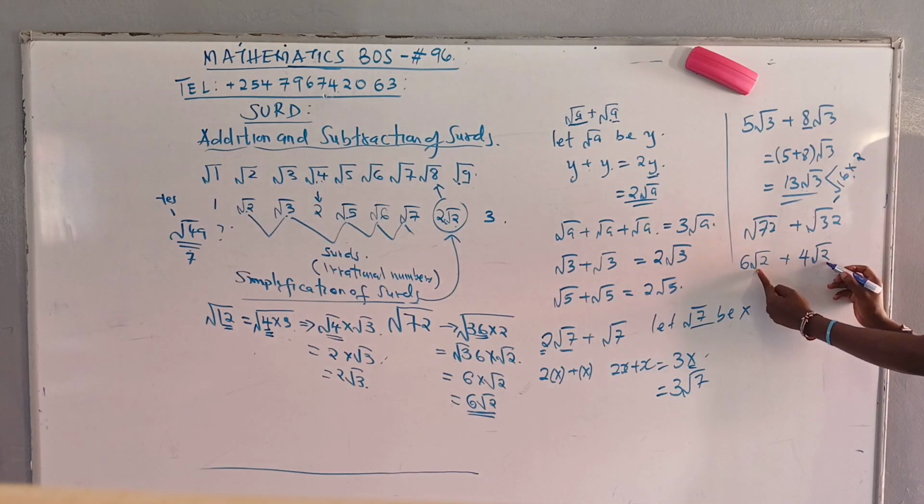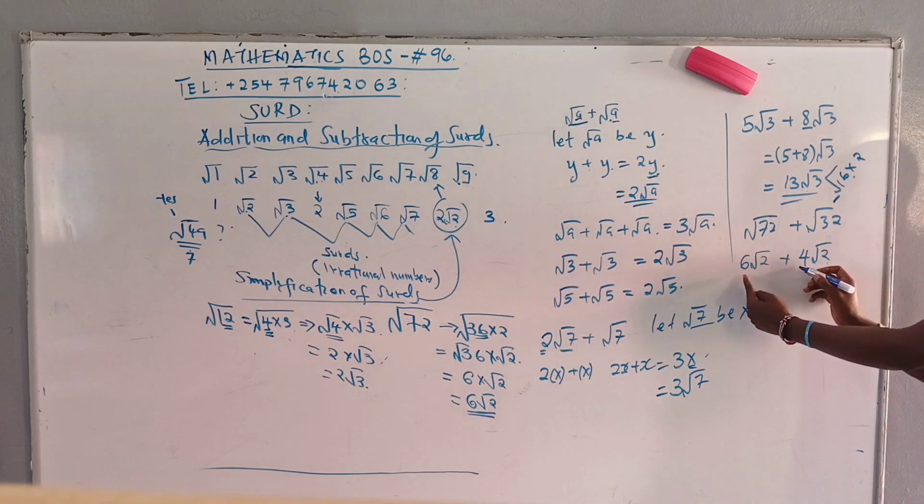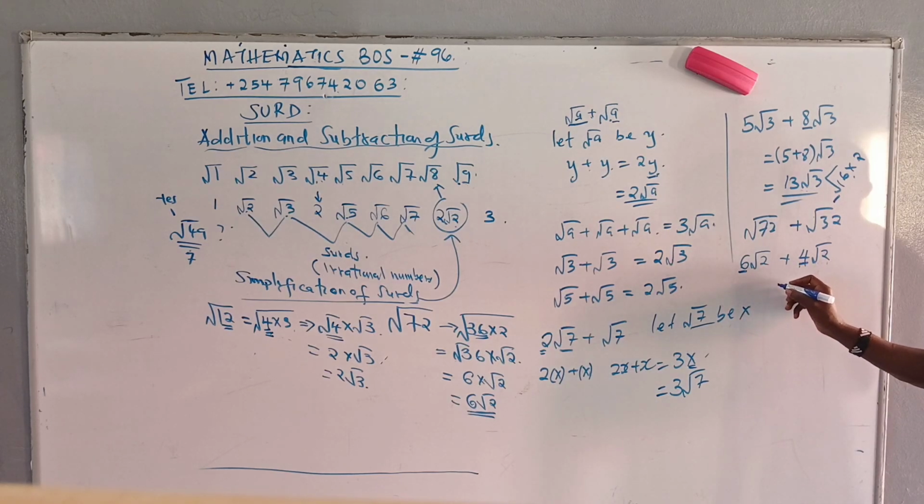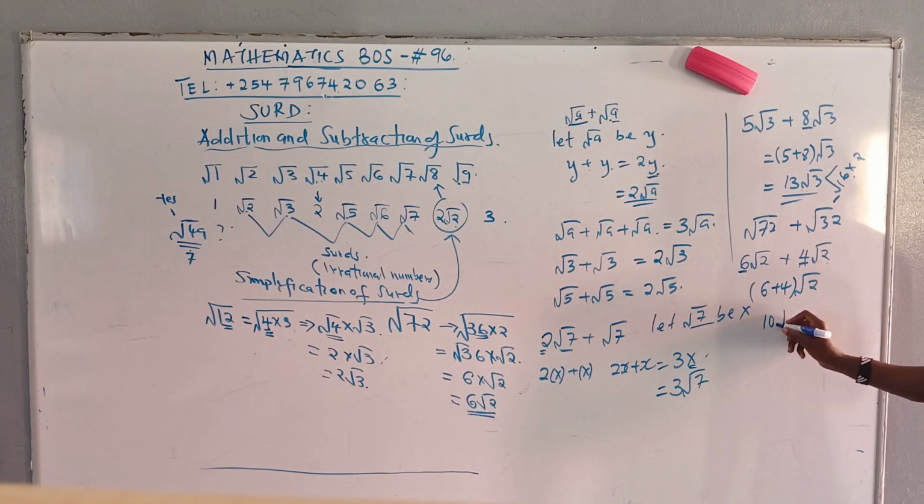Now you see, we have the same root. Therefore, I'll just take the elements outside the root. 6 plus 4 is 10 root of 2. And you have that right.